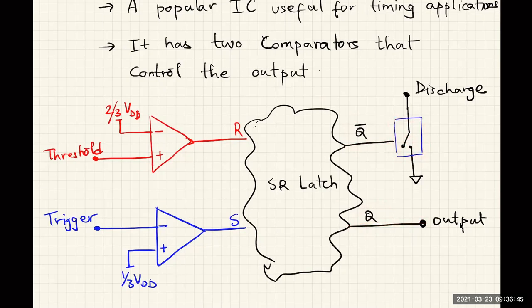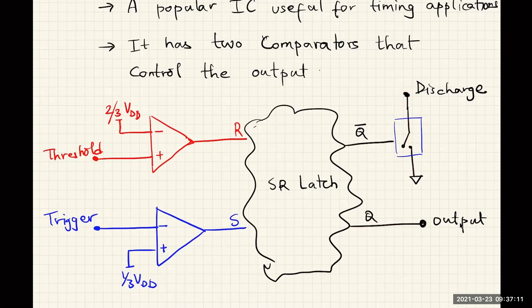If you take that one step further, if the output is high, then the discharge is disconnected from ground. If the output is low, discharge is connected to ground, right? So keep that in mind. I know it can be a little bit confusing, but we'll come back to that in a bit.